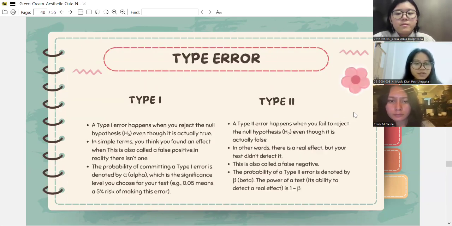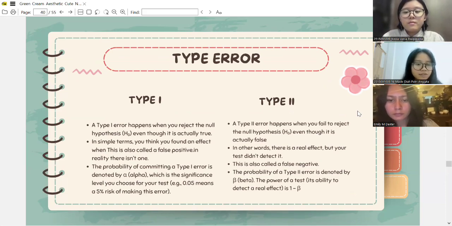So we jump into type error. There are two kinds of type error. Type 1 error happens when you reject the null hypothesis, even though it's actually true. In simple terms, you think you found an effect when in reality, there isn't one. This is also called a false positive. The probability of committing a type 1 error is denoted by alpha, which is the significance level you choose for your test.